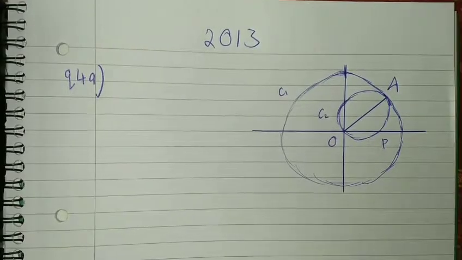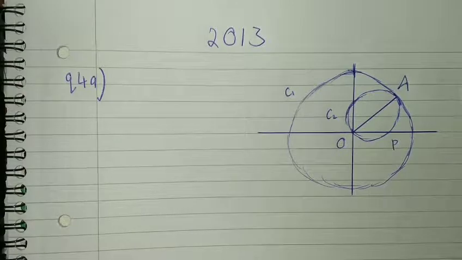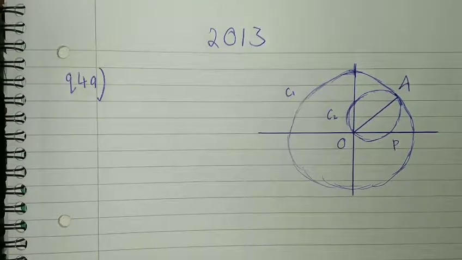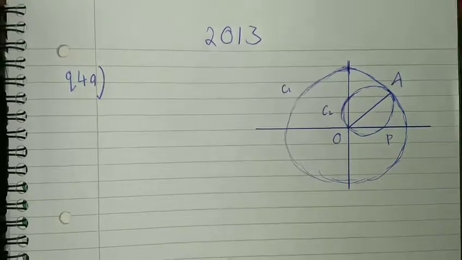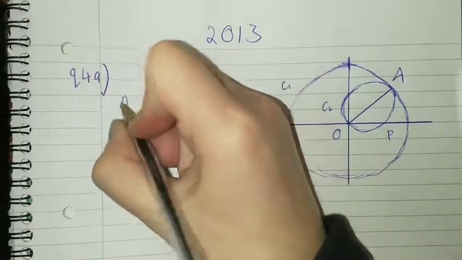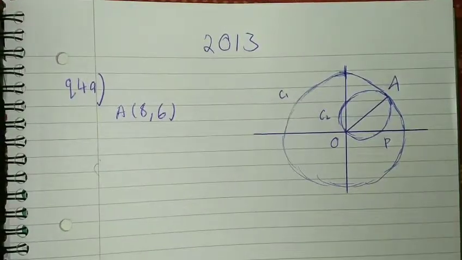So here you have the 2013 question 4. This is Leaving Cert Ordinary Level, and this is a question on coordinate geometry of the circle. So we're told a point A has coordinates 8, 6. So the coordinates of A are 8, 6, and O is the origin, so that's 0, 0.